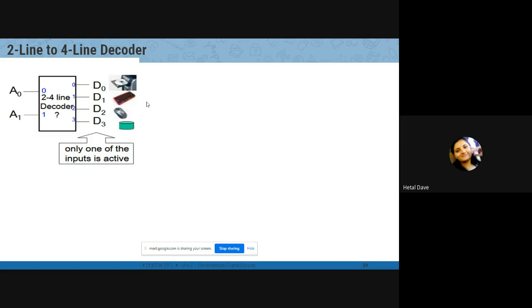Now over here, some devices are connected. Can anyone tell me what the application of a decoder can be? Where can it be used? Where can a decoder be used?